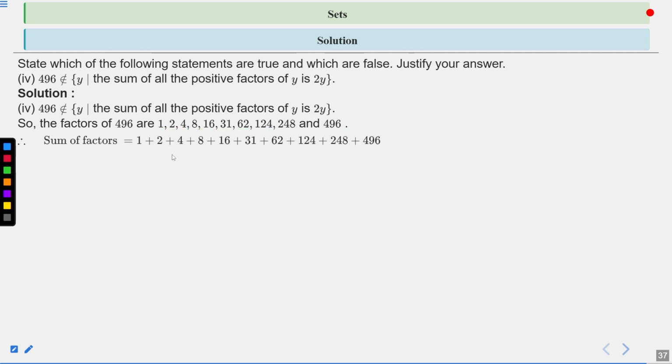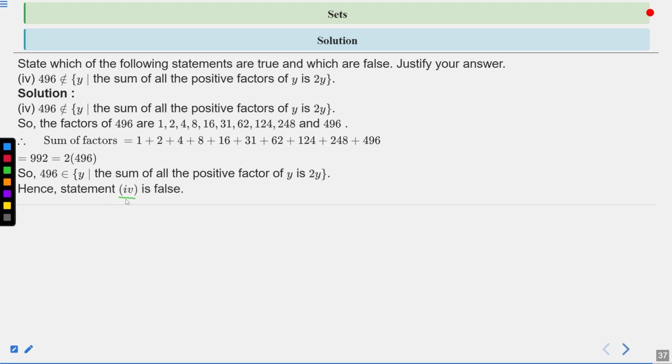Add them. The addition is 992, which is indeed twice of this number 496. Meaning this number 496 satisfying the condition. So it must belong to the set. Whereas this shows it does not. So 496 must belong to the set. Hence, fourth statement is false.